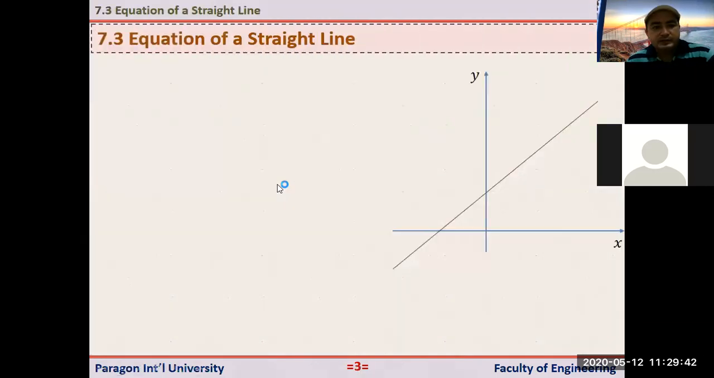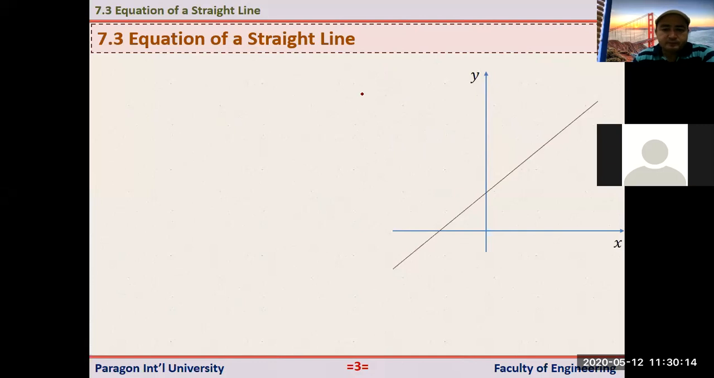Okay, guys, equation of a straight line. The main idea is there are some different forms of the equation of a straight line. But if we can get one equation, then by doing some algebraic manipulation, we can get the other forms of the equation of a straight line.